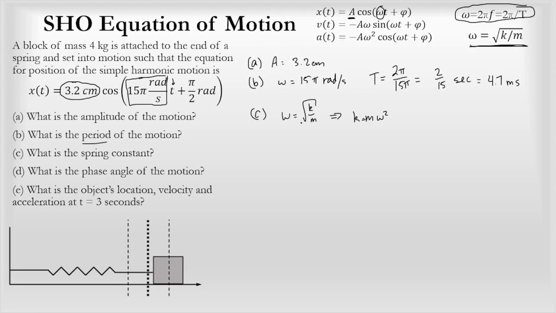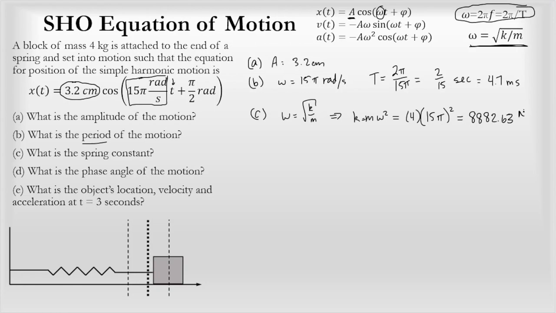If you're all okay with that algebra, I did it really quick. The mass they tell us is 4 kilograms. The omega squared is 15 pi, quantity squared. And when you run this through a calculator, I did this a little bit earlier for us, you get 8,882.63.